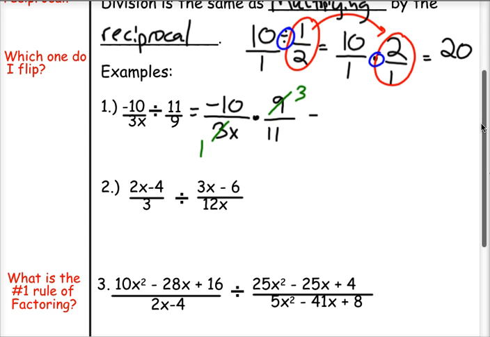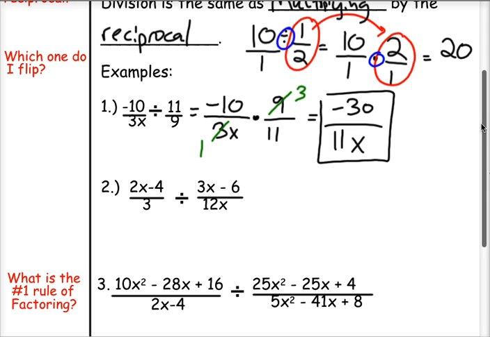So on top here, I have negative 10 and 3. So that's going to give me a negative 30. On the bottom, I have 1 times 11, which is 11, and then I still have that x there. And so that is going to be my final answer for that one.